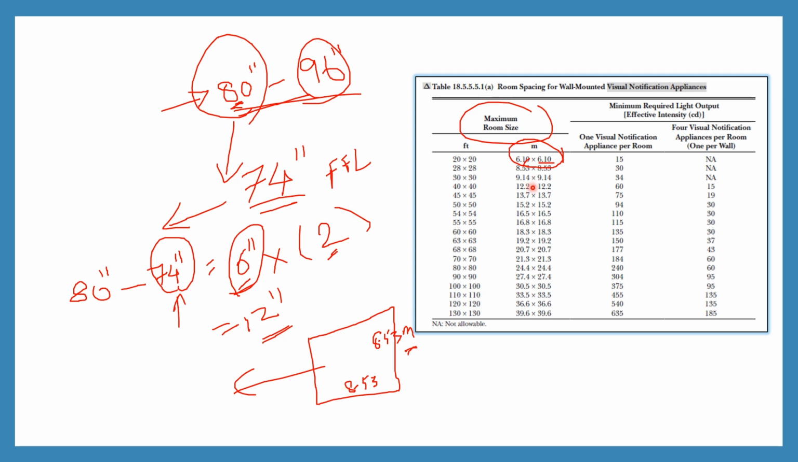So here I can use 30 CD, but the point is, since my installation height for the strobe is going to be 74 inch, I need to reduce 12 inch. So I cannot use the 30 CD rating for this room. I need to go for the 34 CD rating for this particular room based on the exception rule.